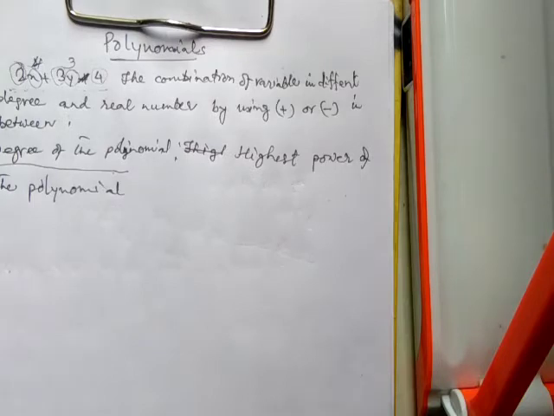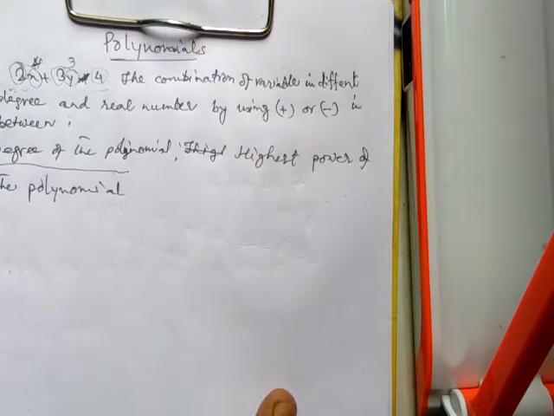Then one more, constant polynomial. What is that? Constant polynomial means a real number. A polynomial of degree 0 is called a constant polynomial. Constant polynomial means degree is 0.